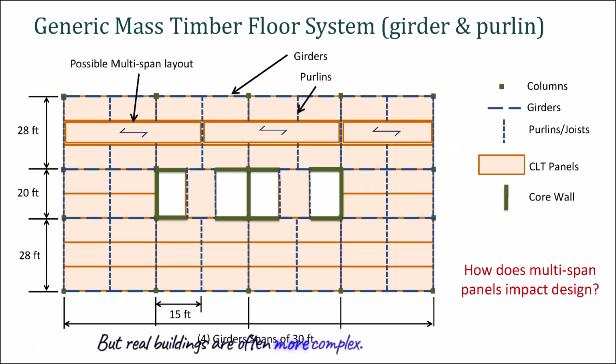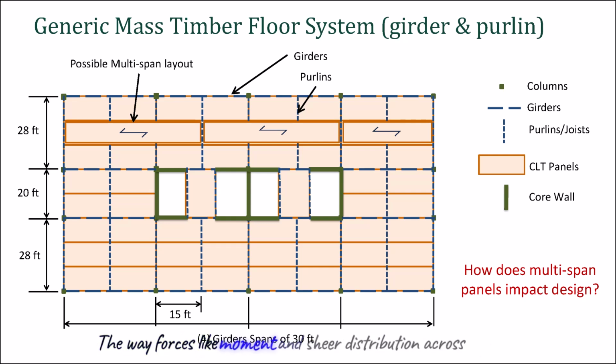But real buildings are often more complex. Panels might stretch across multiple supports. How does that multi-span layout change things? Does it add a lot of complexity? Oh, it definitely changes things. It has complexity, yes, but it can also sometimes make things more efficient.